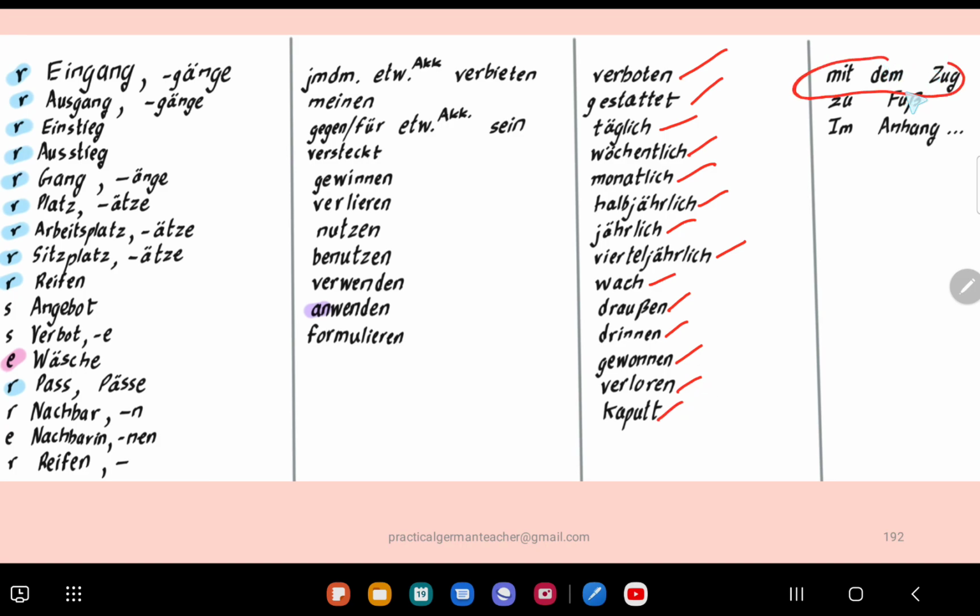Mit dem Zug, zu Fuß. You can say this when someone is asking how should we go, or how are you coming? So if you want to say with the train, you will say mit dem Zug. If you want to say we will walk, or I will walk to your place, zu Fuß.